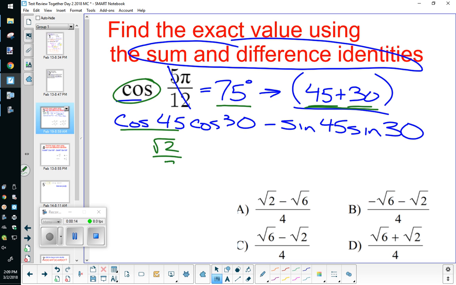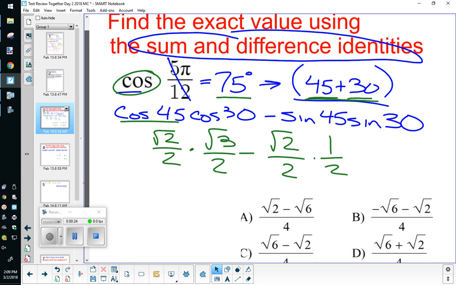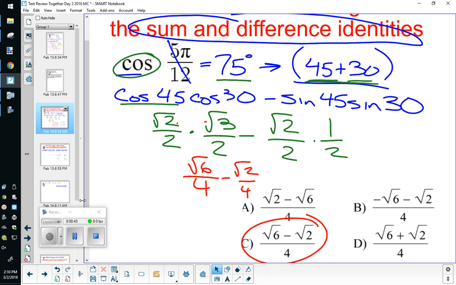45 degrees is radical 2 over 2, radical 3 over 2, minus radical 2 over 2 times 1/2. When we multiply straight across, what's my denominator going to be? 4. Can I take radical 2 times radical 3? Radical 6. How many negative signs do I have in the second part? 1. Minus radical 2 over 4. Radical 6 minus radical 2 all over 4. My answer is C.